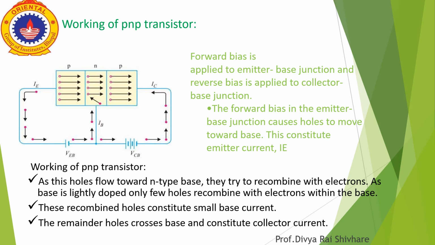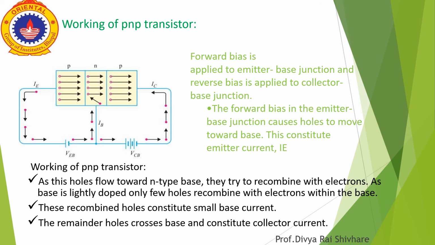Now we see the working of PNP transistor. Here we see the diagram of PNP transistor, where one N-type semiconductor material is sandwiched between two P-type semiconductor materials. Now in PNP transistor, forward bias is applied to emitter base junction and reverse bias is applied to collector base junction, which is shown in the given figure.